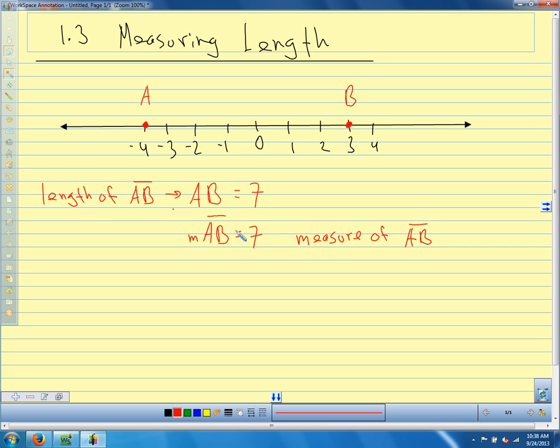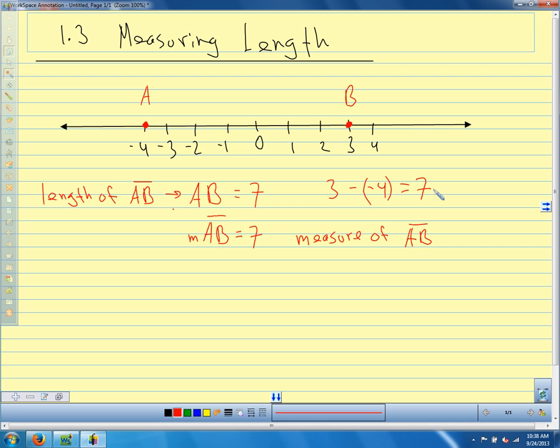So we count spaces. What else? How else could we find the length? Using subtraction. We can use subtraction. So I would do 3 minus -4, like so. Minus a negative is a positive, and we get 7.